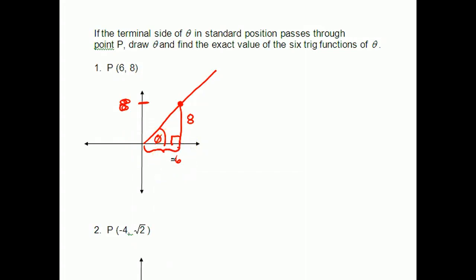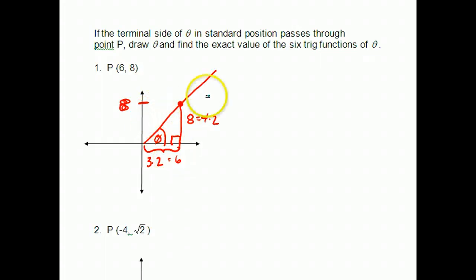Okay. So by using our Pythagorean theorem, we can find, since we want all 6 trig functions, we're going to need y, x, and the radius. So let's go find the radius first. Okay, and this is a nice example of a special triangle. I can see 6 and 8 both have a factor of 2 in them. Right? 8 is equal to 4 times 2, and 6 is equal to 3 times 2.